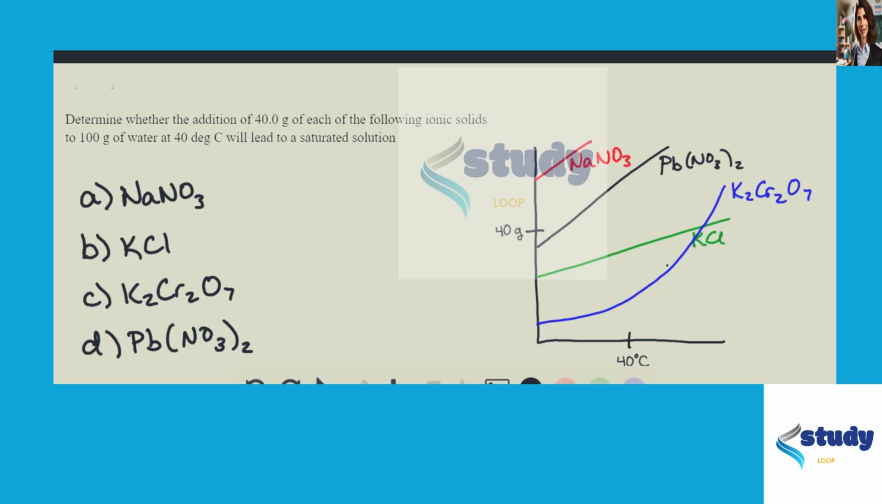This question asks whether addition of 40 grams of different ionic solids to 100 grams of water at a certain temperature will lead to a saturated solution. This is kind of a complicated problem, so first we're going to talk about some definitions.